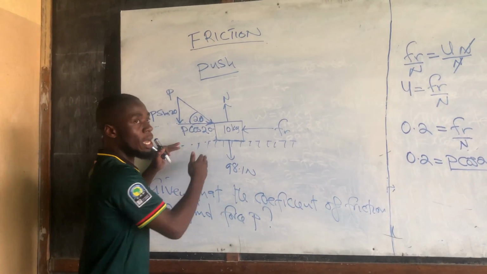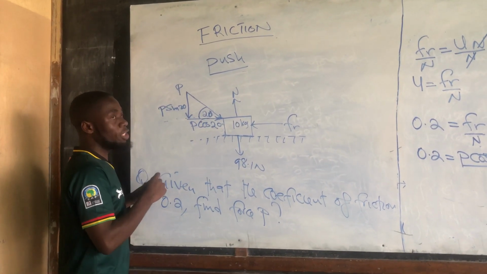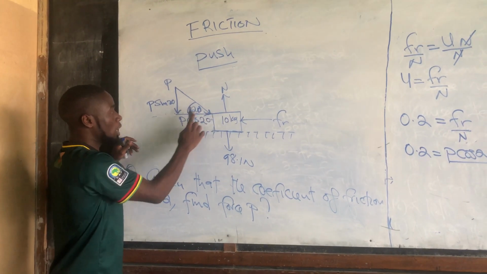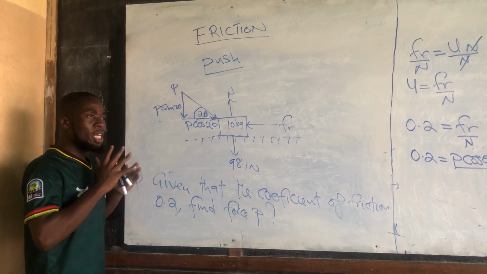So meaning how many forces are pointing up and down here? You can see that there are 1, 2, 3. These are the forces in the vertical.